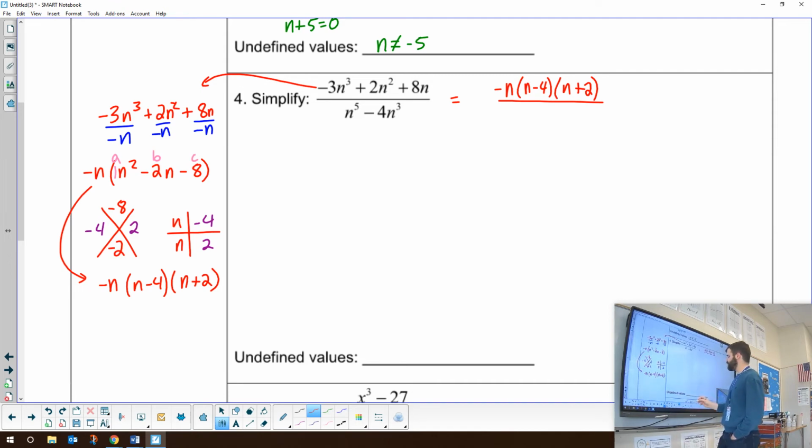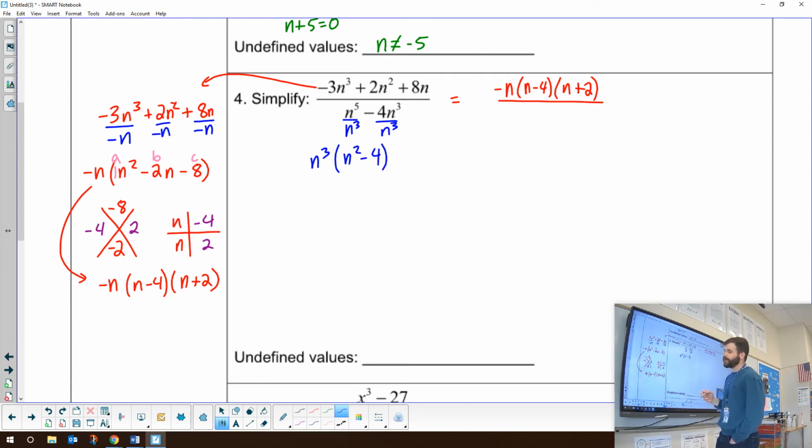Okay, now let's factor the bottom of my fraction. So this n to the 5th minus 4n cubed. I can factor this one. And in fact, in this one, we have a GCF. We have a GCF of n cubed. So I can pull out an n cubed out into the front. Leaves me with n squared minus 4.